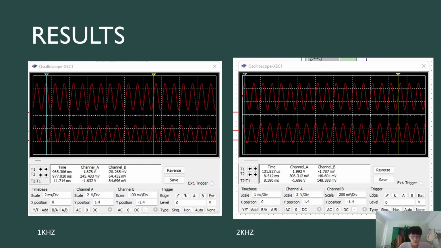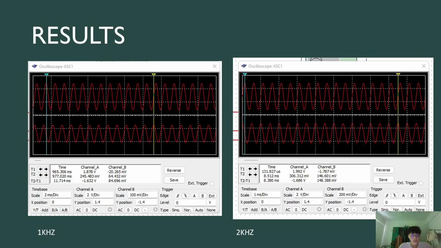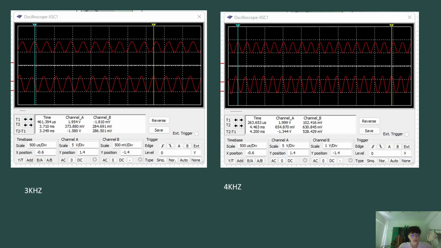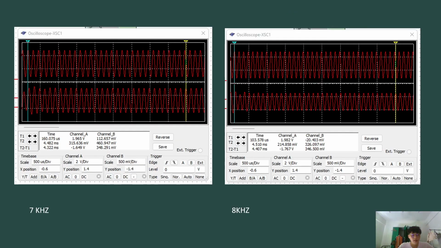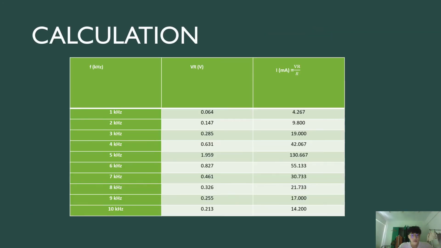Okay, next, this is the oscilloscope investigation on Multisim. From here, we have used different frequency values, from 1k to 10k Hz, to get the voltage of the resistor. Here this is 1k and 2k, this is 3k and 4k, 5k and 6k, 7k and 8k, 9k and 10k. So let's take a look at our table.